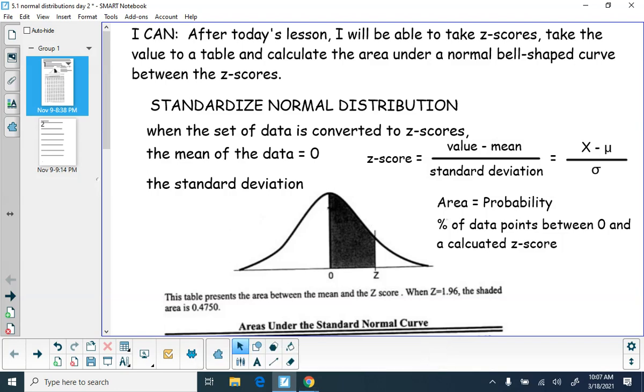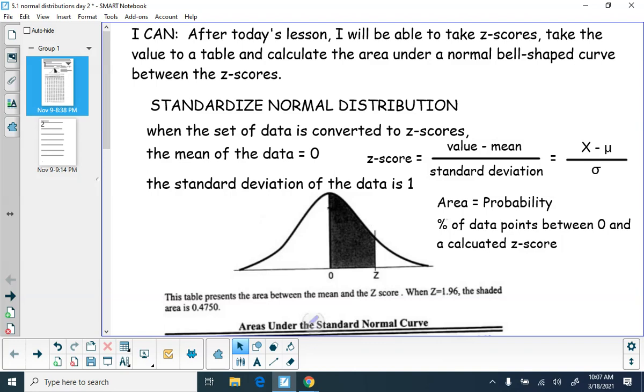And once again, this will be a test question for you. When you standardize a set of scores, the mean of the set of data is a value of 0, and the standard deviation is a value of 1. And once again, that will be a test question. And how we calculate that z-score, once again, is value minus mean divided by standard deviation.